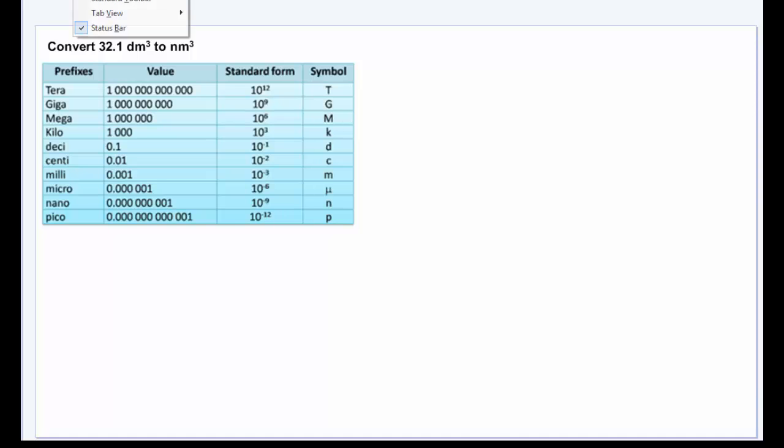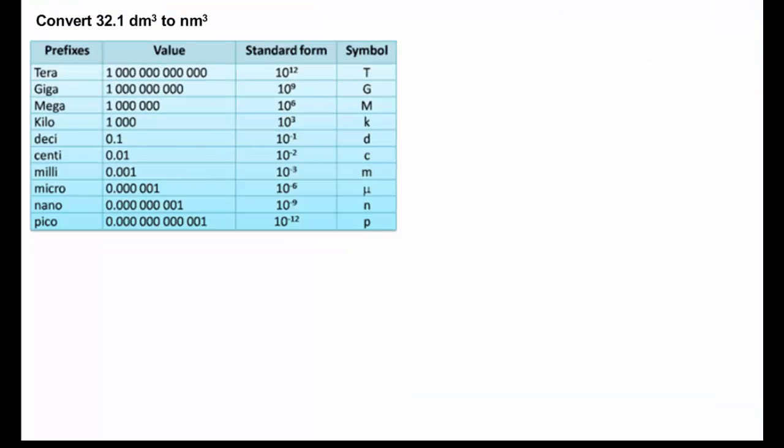Let's try another one. Same idea, but now let's look at the prefix table. So let's convert 32.1 cubic decimeters into cubic nanometers.